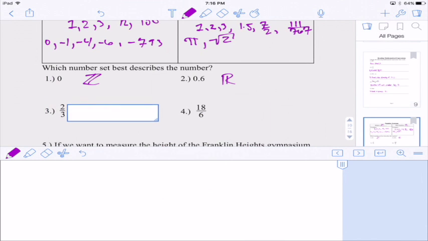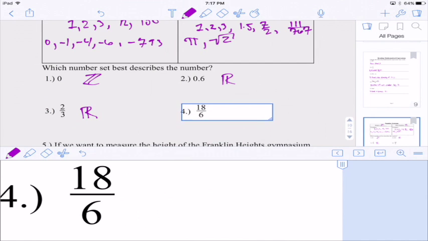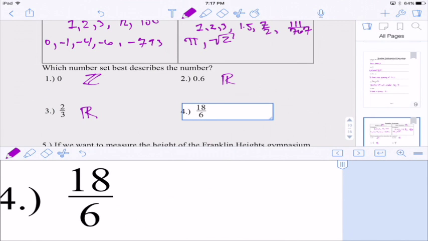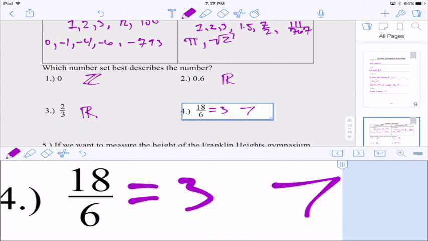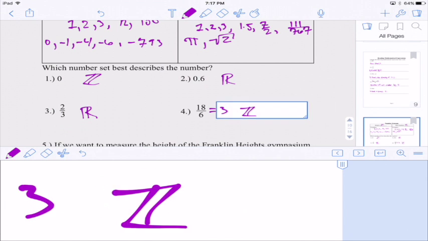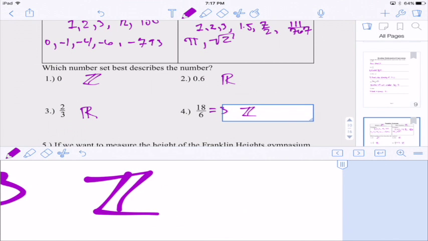2/3 is actually a real number, right? Because that would be a decimal. 18/6 is a real number. However, if we do 18 divided by 6, we get 3. So let's say it's also an integer. So an integer is going to be our best description.